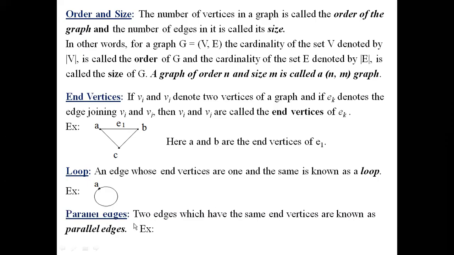Next we have parallel edges. Two edges which have the same end vertices are known as parallel edges. An example like this: A and B are the two end vertices. I have drawn two edges between A and B. There are two edges joined between A and B. So two edges which have the same end vertices are known as parallel edges.